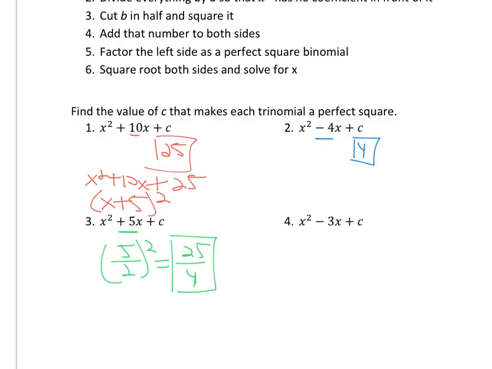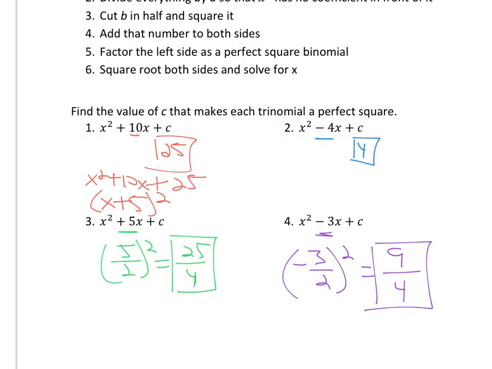All right, you're cutting b in half and then squaring it every time. So number 4, we're going to cut -3 in half. We're going to get -3 over 2. Okay, square that to figure out what c's got to be. So we're going to square the top: -3 times -3 is positive 9. Remember, it doesn't matter if it's negative or positive; when you square it, it's going to come back to positive. And then 2 times 2 is 4. So 9 divided by 4.